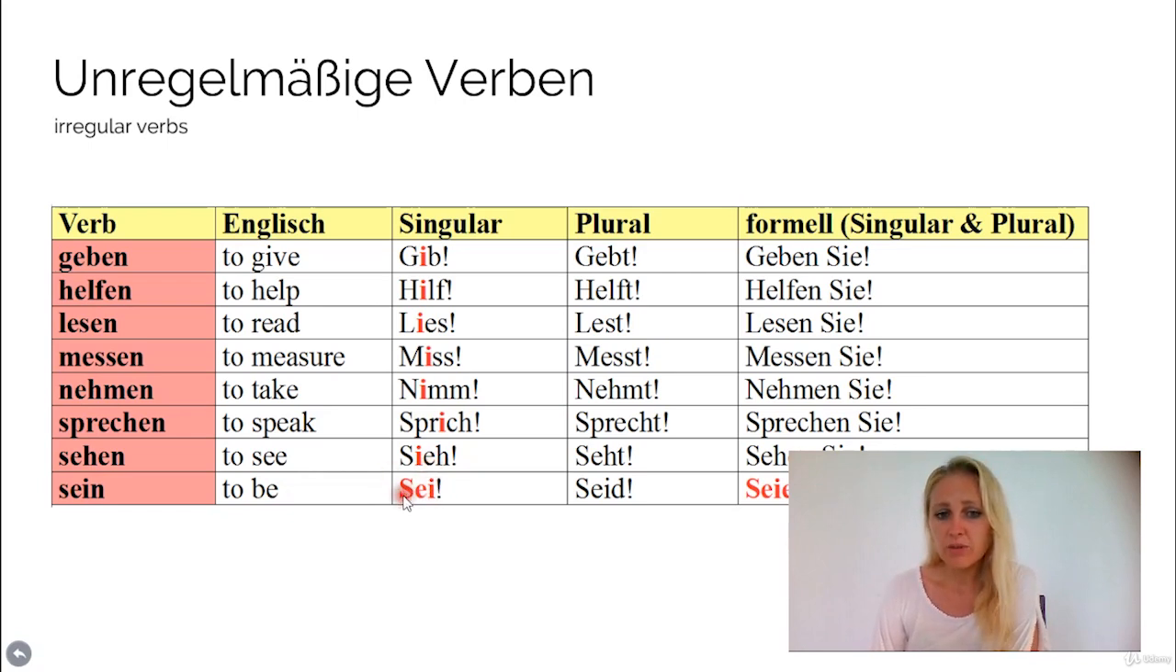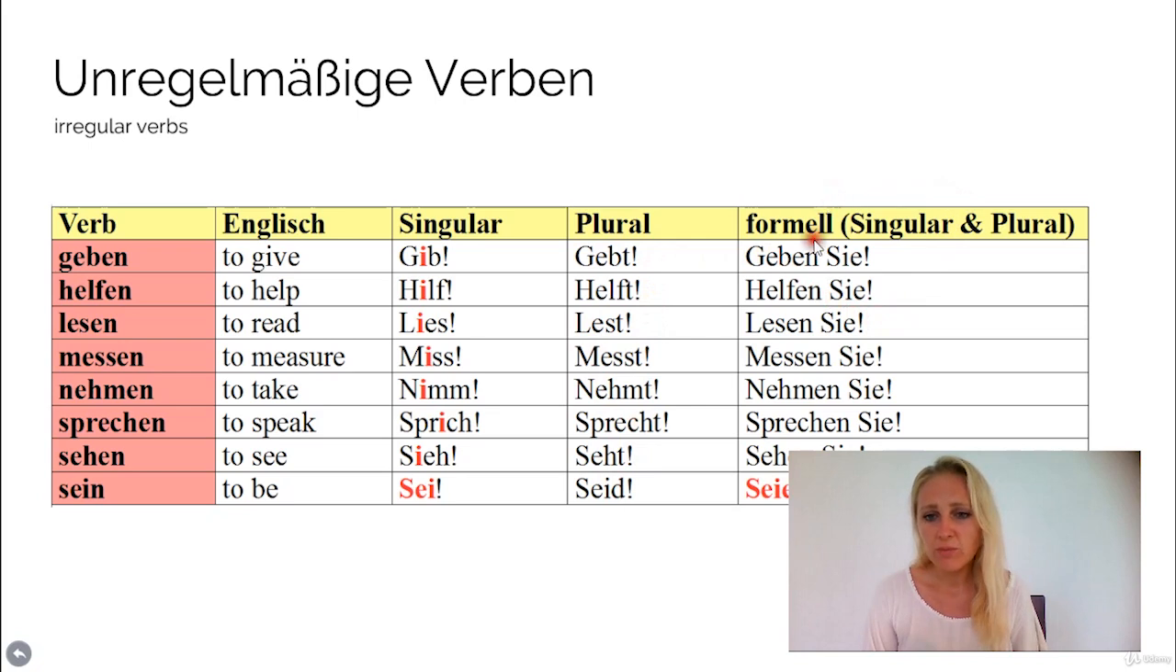It is very different because it is du bist, you are, but now in the imperative form, it changes to sei. And then the plural form: gebt, helft, lest, messt, nehmt, sprecht, seht, seid. Here nothing changes. The conjugation is exactly the same as the conjugation for ihr. So it would be ihr gebt, ihr helft, ihr lest, ihr messt, and so on. Nothing changes, just as on the slide before.